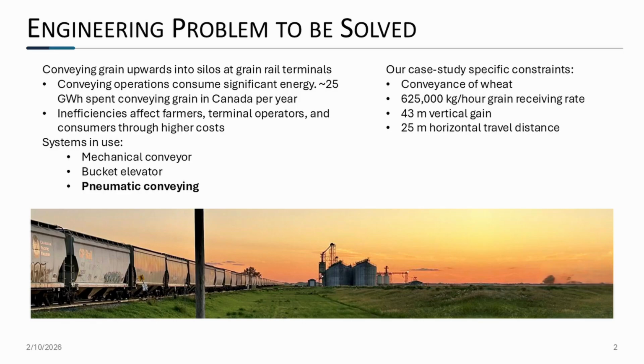The engineering problem we investigated was designing a system that can convey grain upwards into a grain rail terminal silo. Conveying grain requires significant energy due to the heights involved and the mass lifted upwards. At least 25 gigawatt hours are spent each year in Canada for conveying grain upwards into silos.